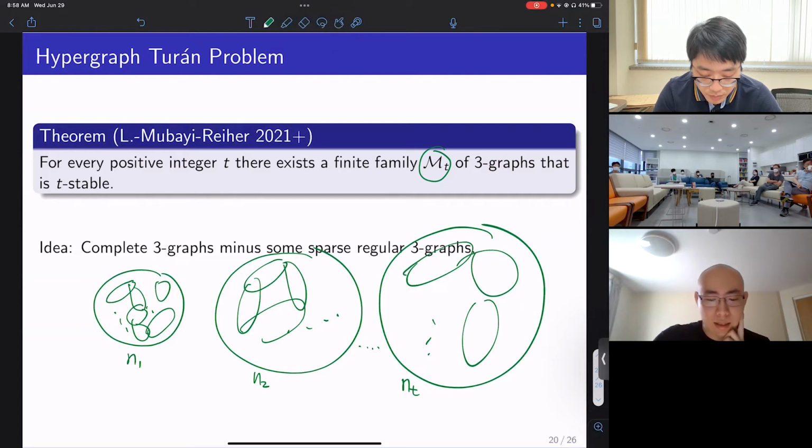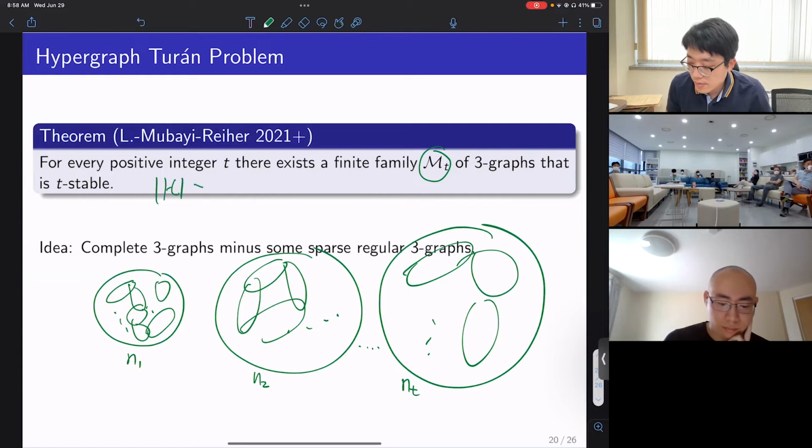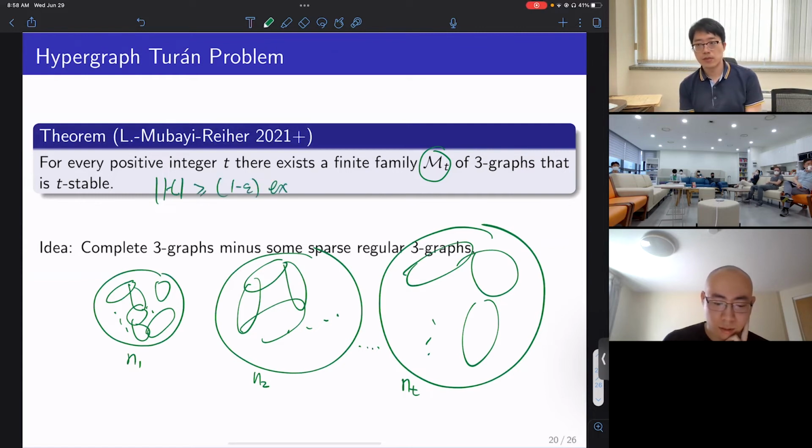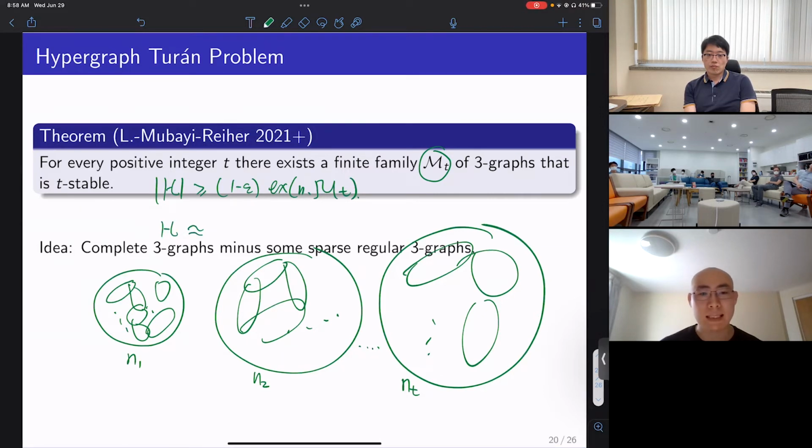So the theorem says there exists some finite family such that any graph that is close to the extremal, with many edges, must have a structure close to one of the following T constructions. Yes, so that's how we create a T-stable family.